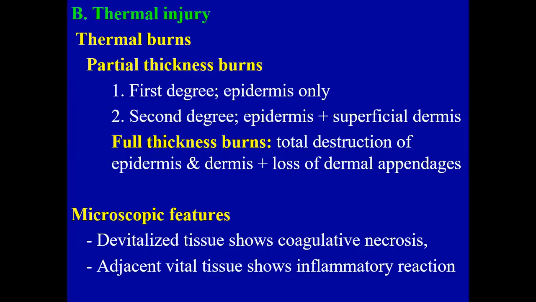Thermal injury is the second type of physical injury. Thermal burns: partial thickness burn is first degree, involving the epidermis only, and second degree, involving the epidermis and superficial dermis; then full thickness burn. This is total destruction of the epidermis and dermis, and loss of dermal appendages. Microscopically, there will be devitalization of the tissue showing coagulative necrosis, and adjacent to the vital tissue an inflammatory reaction.